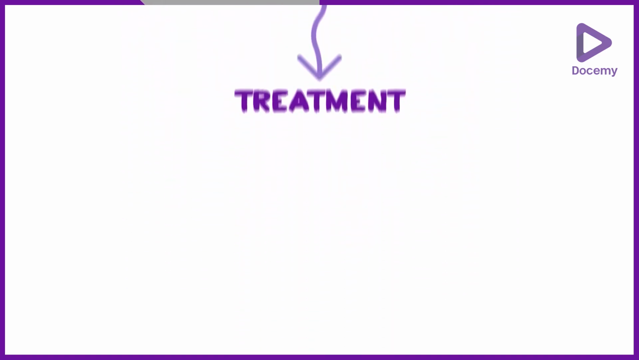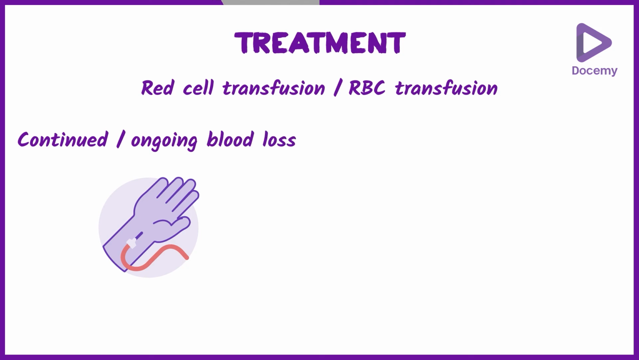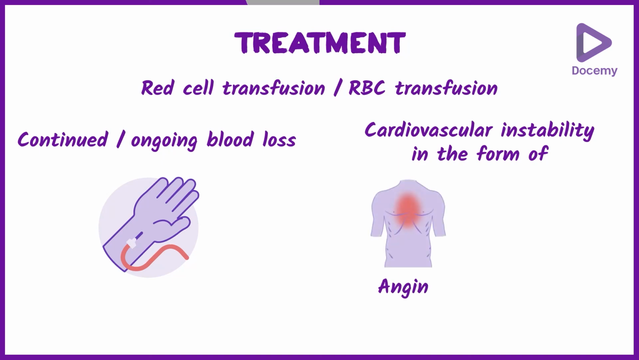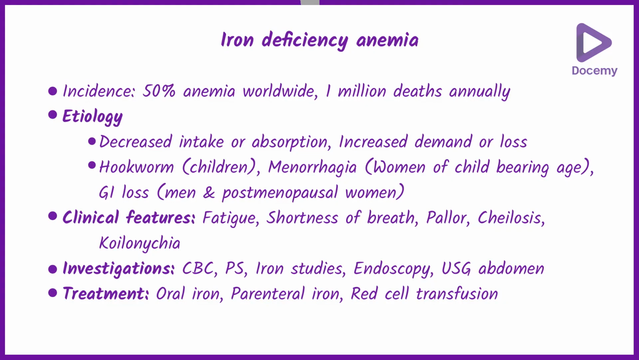And the next and the last option is red cell transfusion or RBC transfusion, which is usually done when your patient is having continued or ongoing blood loss, or when your patient is having cardiovascular instability in the form of angina or congestive cardiac failure. Here also the major problem is anaphylaxis. Okay, so these are the three treatment options. Okay, thank you.